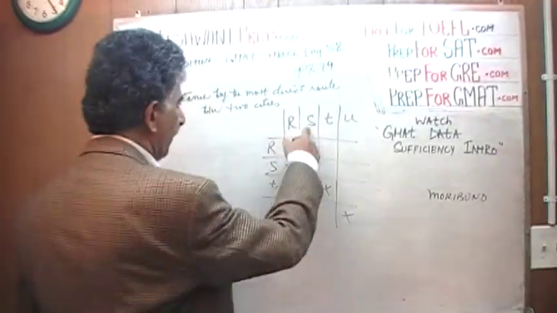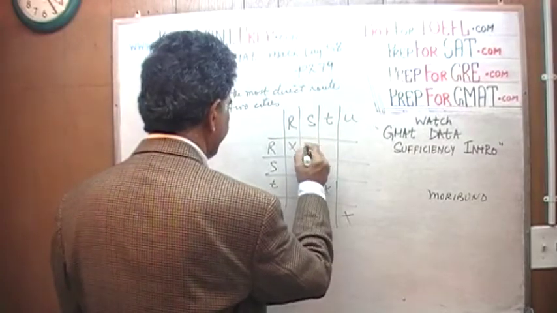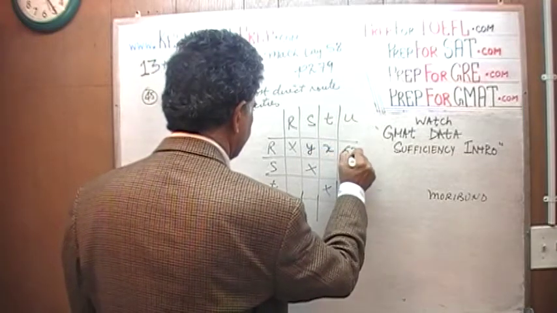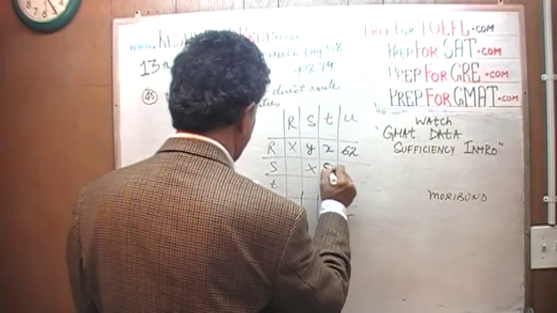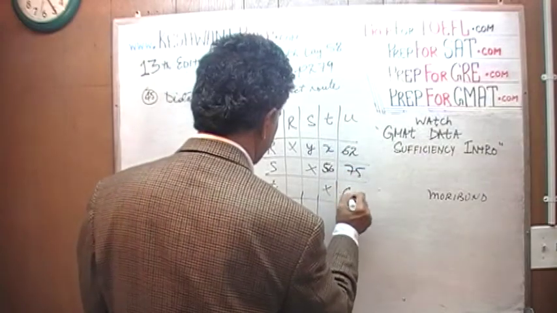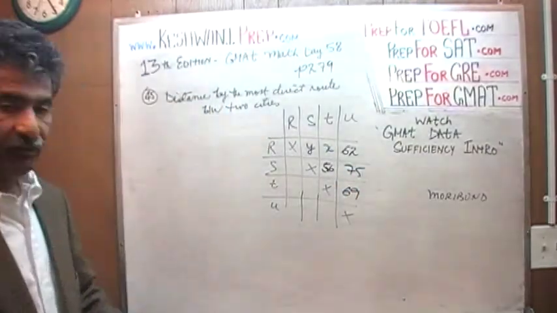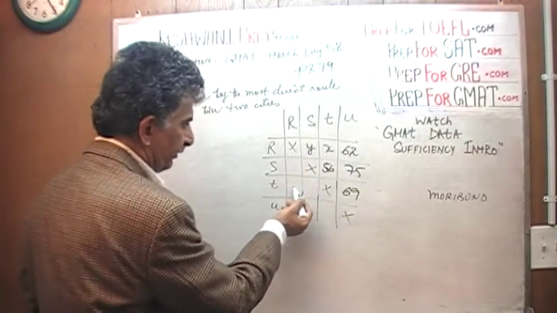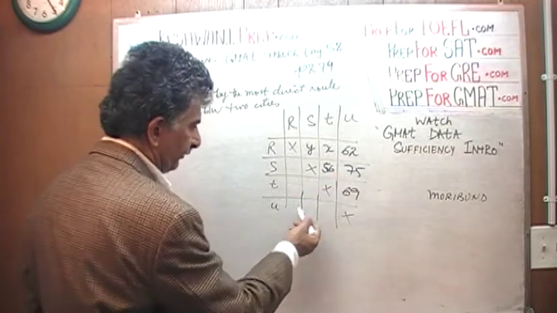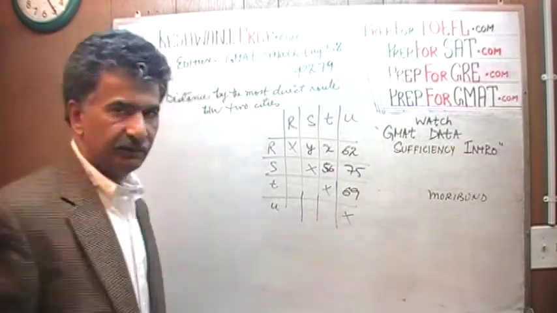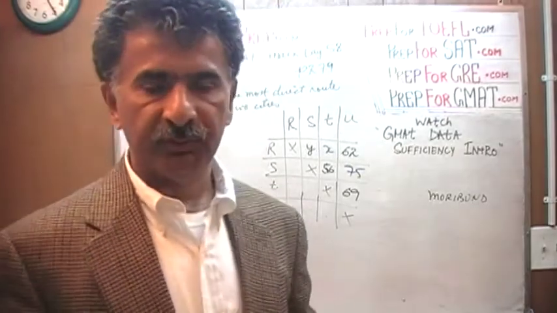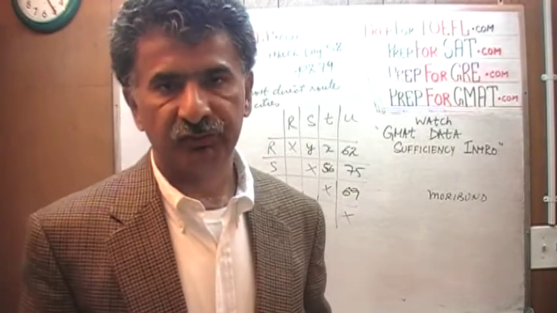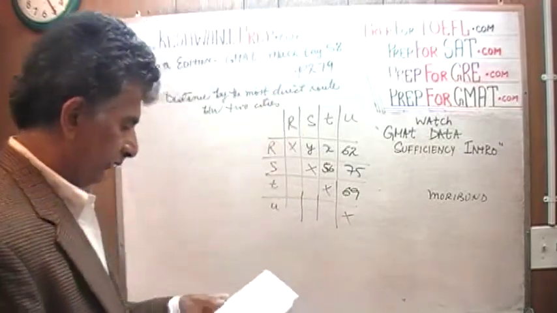We are told that the distance from R to S is Y. The distance from T to R is X. This is 62, this is 56, this is 75, and finally 69. We don't have to worry about the other entries because it's a mirror image. These are all mirror images: 62, 62, 75, 75, 69, 69. Of course, the distance from town R to town S is going to be the same as the distance from town S to town R. We don't have to worry about the rest of it.